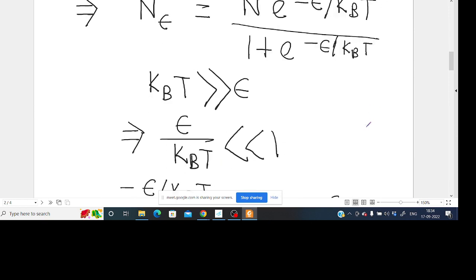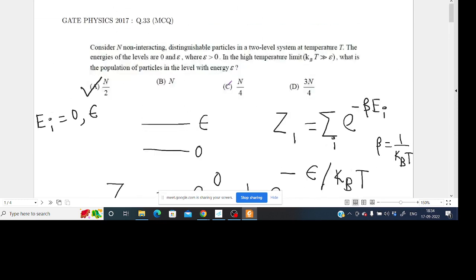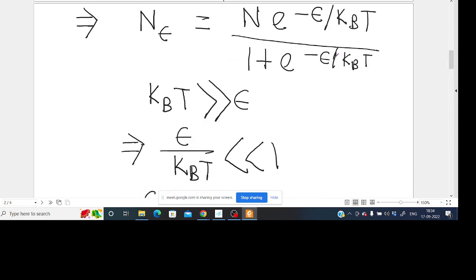Now you have to find it in the high temperature limit. This high temperature limit means it is given here that kBT is much greater than epsilon. This kBT has the dimension of energy, right? And epsilon also has the dimension of energy. So the energy scale corresponding to temperature, I mean kBT, is much greater than epsilon in the high temperature limit. So in this limit we also have epsilon by kBT much smaller than 1.